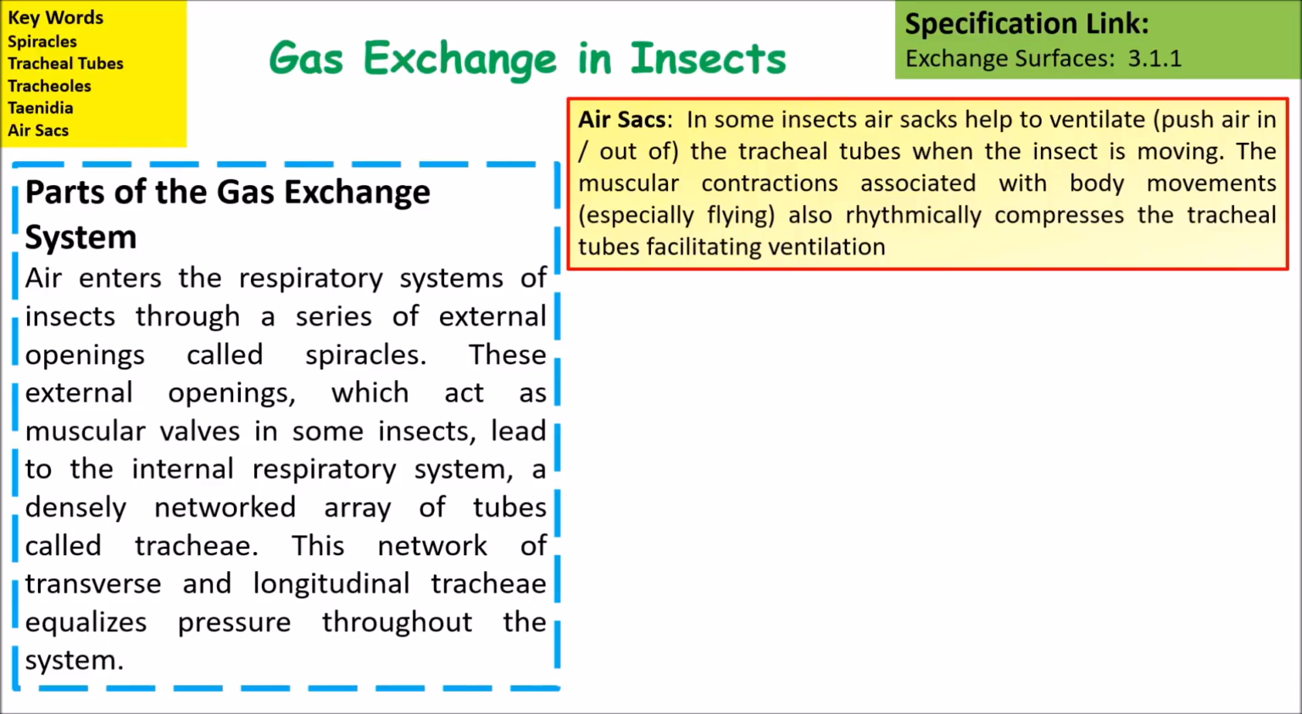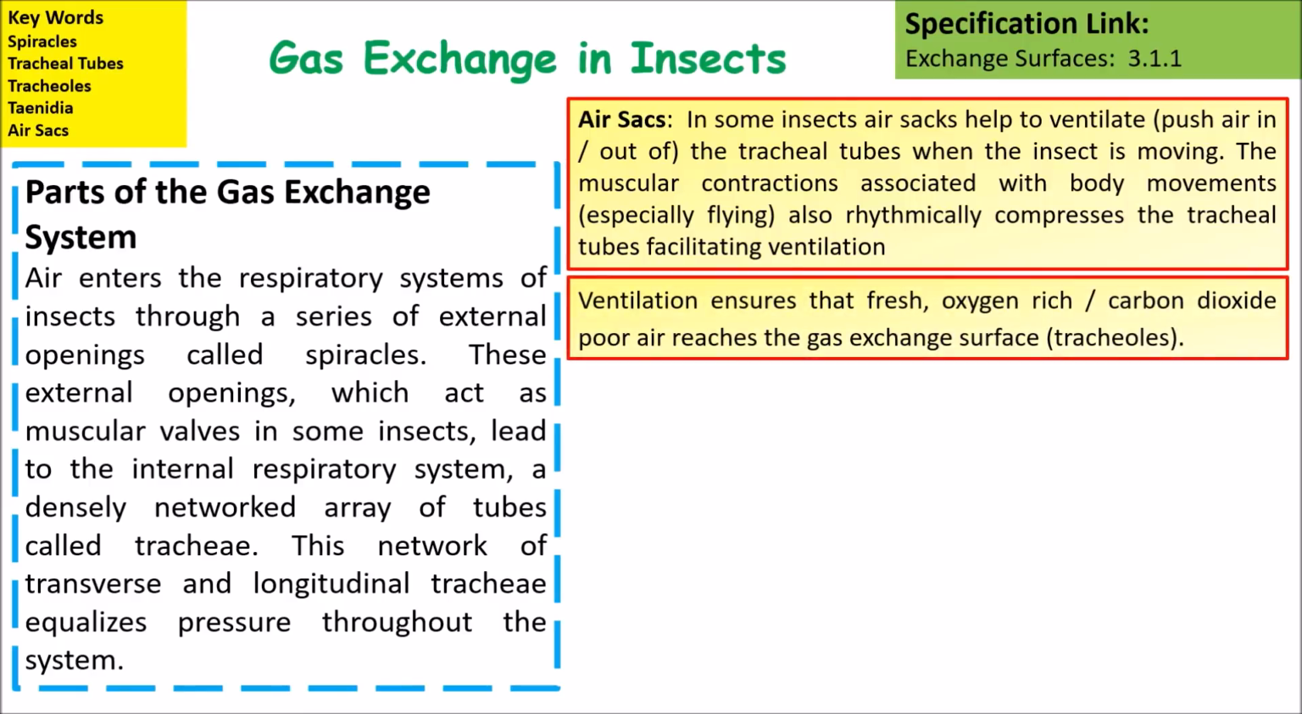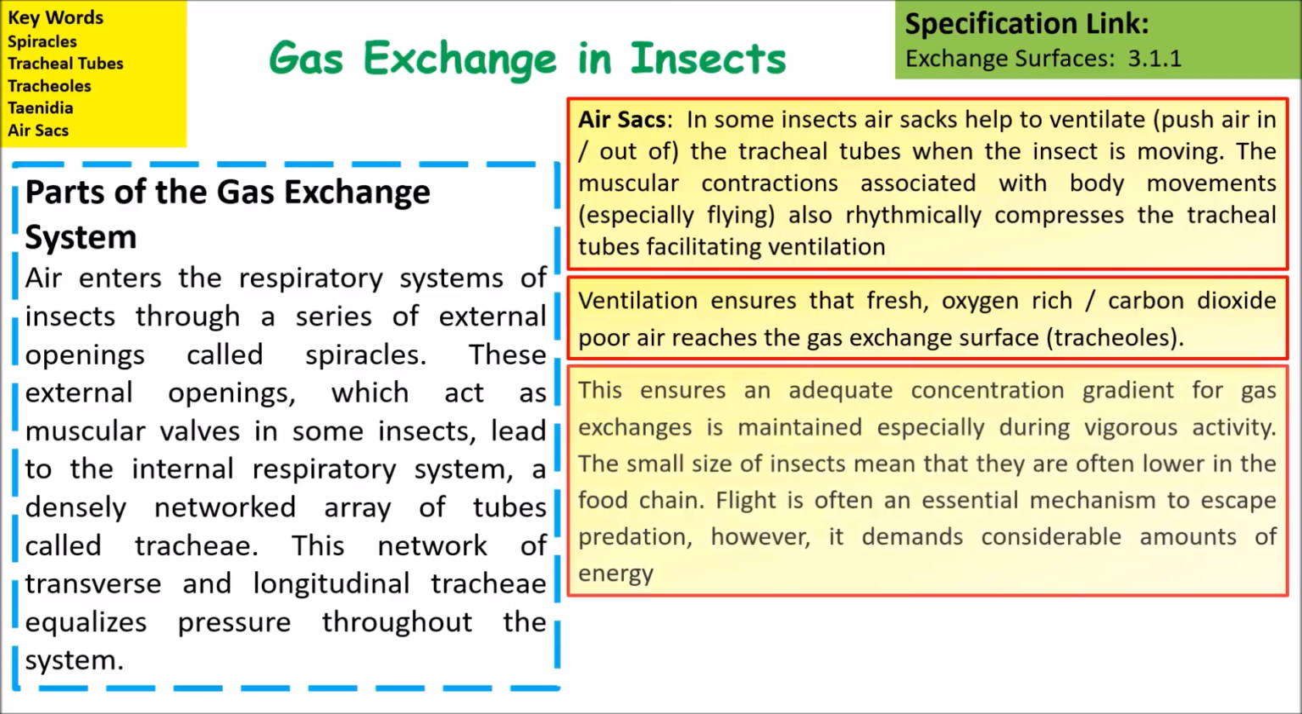In some insects, air sacs help ventilation, pushing air in and out of the tracheal tubes when the insect is moving. The muscular contraction associated with body movement, especially while flying, also rhythmically compresses the tracheal tubes, which also helps facilitate ventilation. Ventilation ensures that fresh, oxygen-rich air is taken in and carbon dioxide-rich air is forced out. This all helps to maintain that concentration gradient.